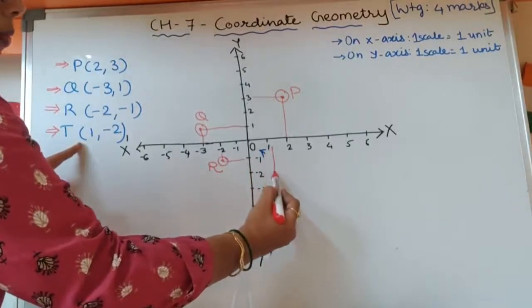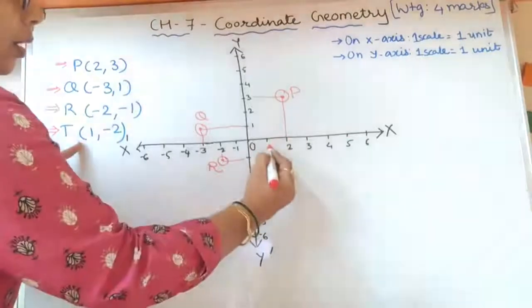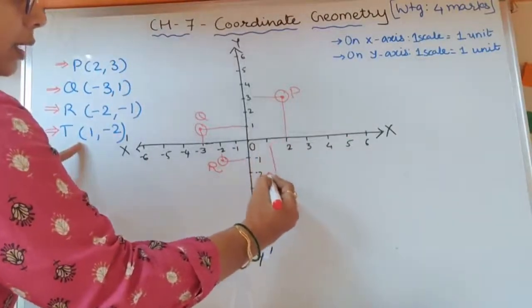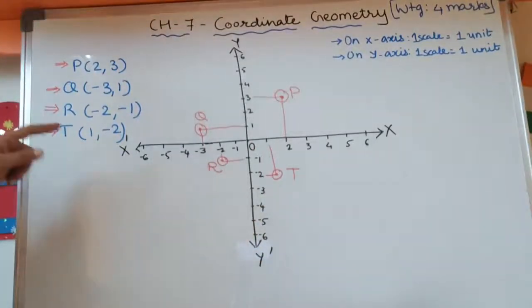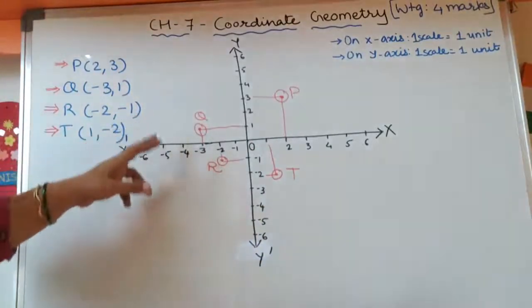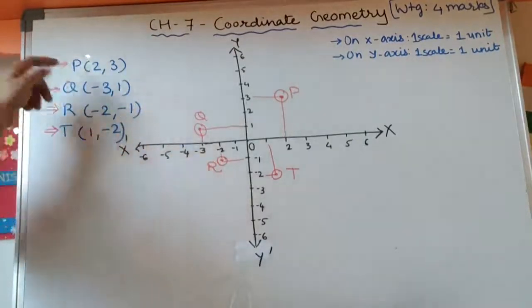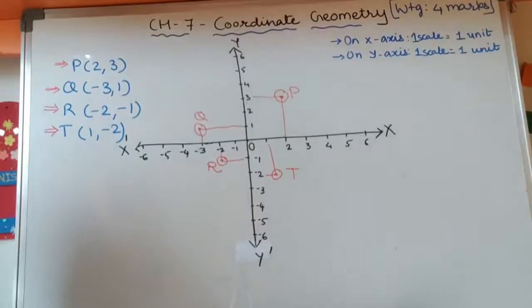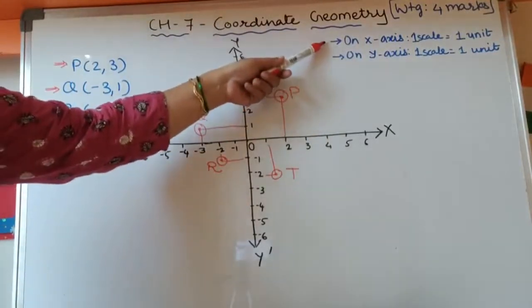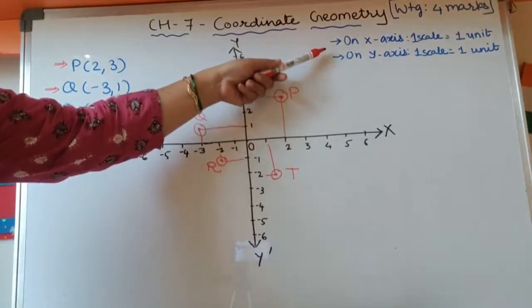So here 1 is on the x-axis, and this is 1 and this is minus 2. So this is T. Like that we have to locate the points, but to locate the points we must have knowledge about the sign of the quadrant.